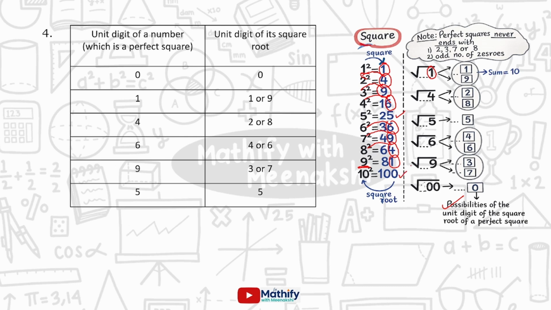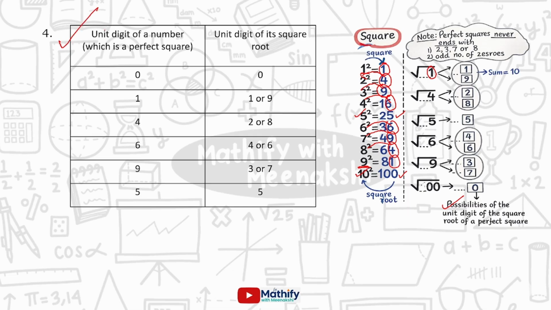If a number ends with 5, then its square root will also end with 5. And if a number ends with double zeros, then the square root will end with a single zero. Basically, you know that the number of zeros becomes half when you find the square root of a number.